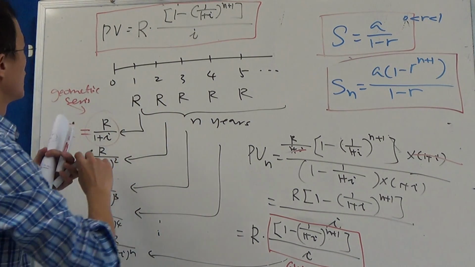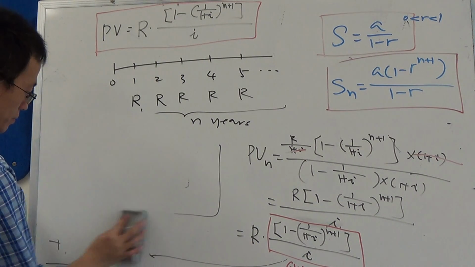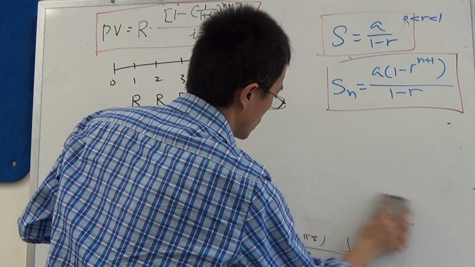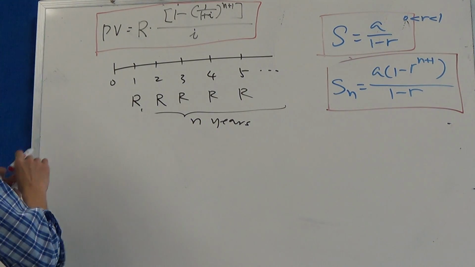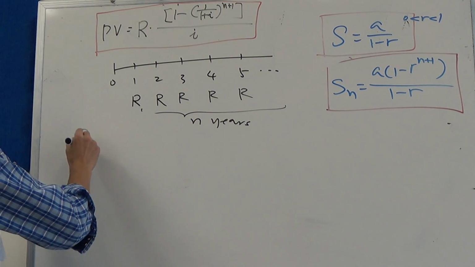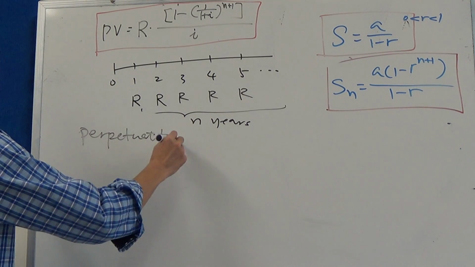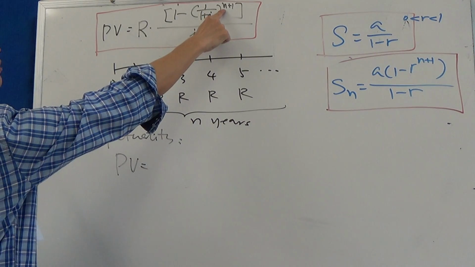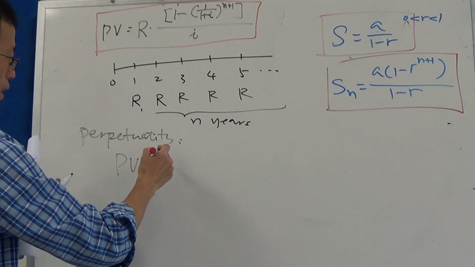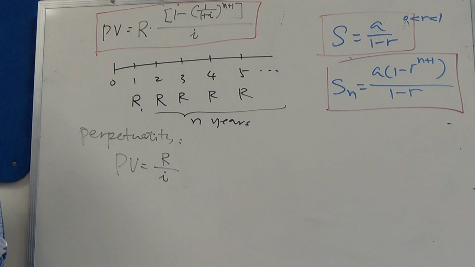So then if this R dollar cash flow occurs forever, we call it a perpetuity. Then the present value of this perpetuity is these terms. In the limit of infinity, this term disappears. So it's quite simple actually: R over I. So that's a perpetuity.